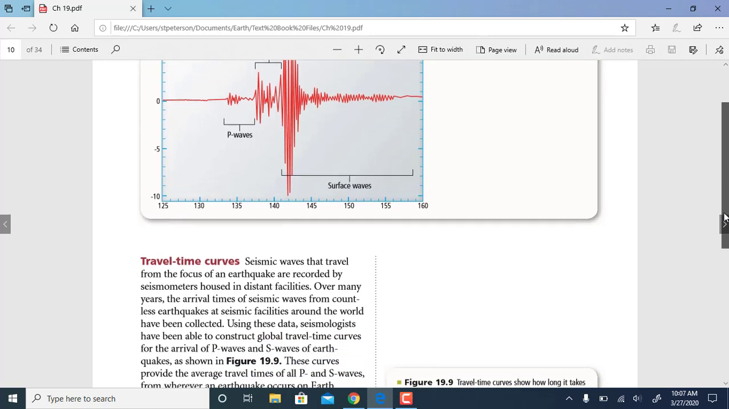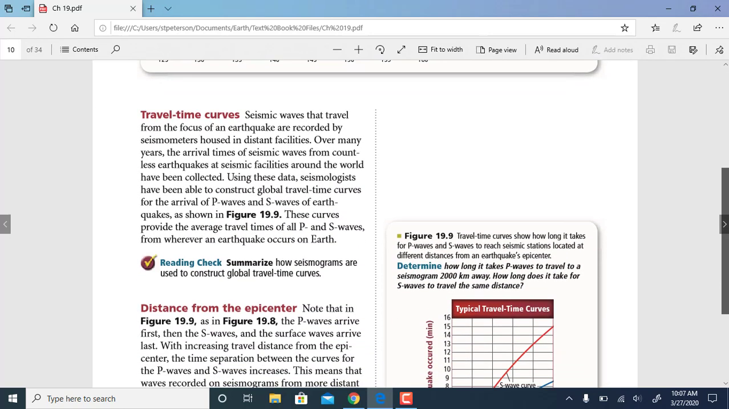That's the paper. Travel time curves. Seismic waves that travel from the focus of an earthquake are recorded by seismometers housed in distant facilities. Over many years, the arrival times of seismic waves from countless earthquakes at seismic facilities around the world have been collected. Using these data, seismologists have been able to construct global travel time curves for the arrival of P waves and S waves of earthquakes, as shown in figure 19.9. These curves provide the average travel times of all P and S waves from wherever an earthquake occurs on Earth.